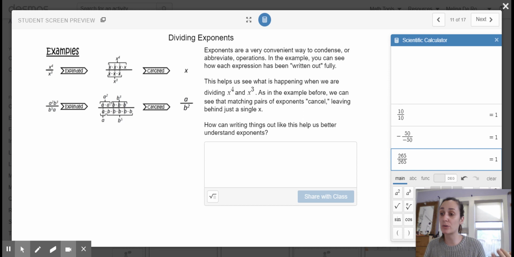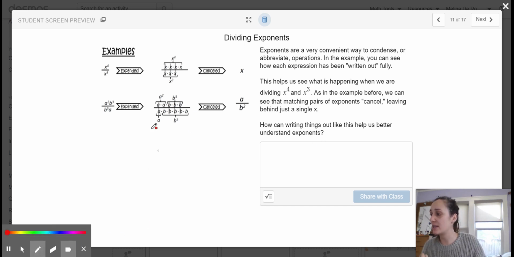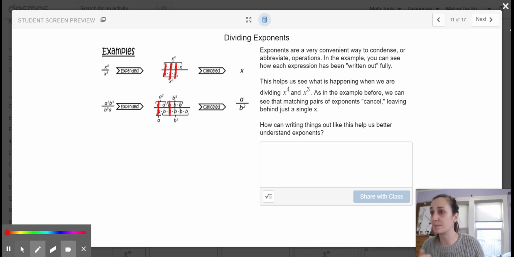This is also true with variables. X divided by x is 1. B divided by b is 1, which you can see right here in this image. X over x cancels out, a over a cancels out, b over b cancels out. The same number in the top divided by the same number in the bottom is always going to equal 1.